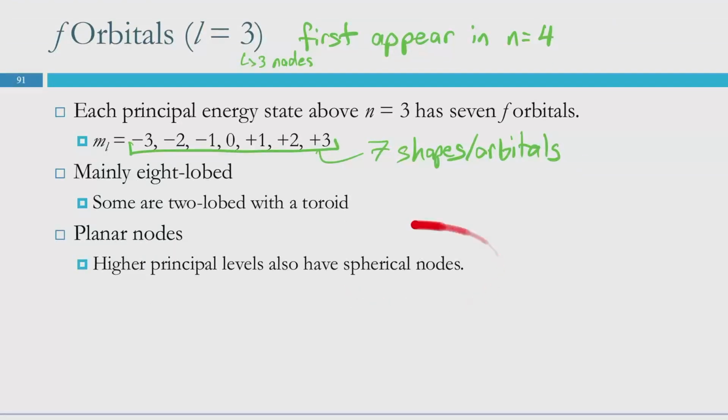And you can also have spherical nodes. That would be like if you took your s orbital and you just took the outer shell of your s, that would chop through all of your lobes. It would potentially chop through your toroids or your donuts as well.